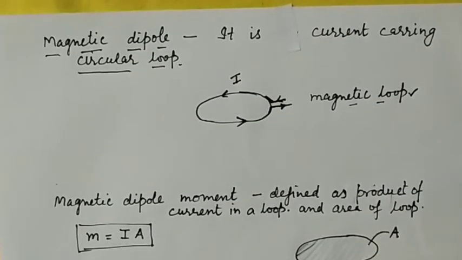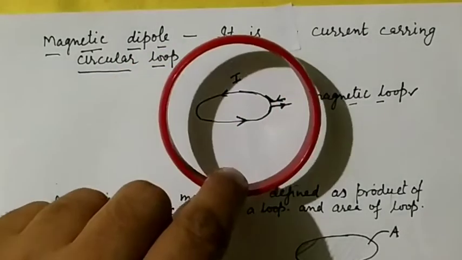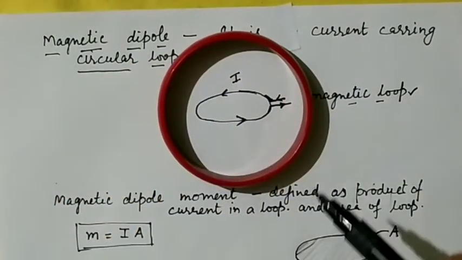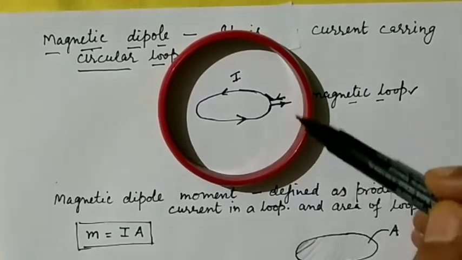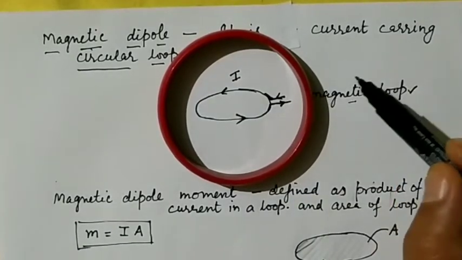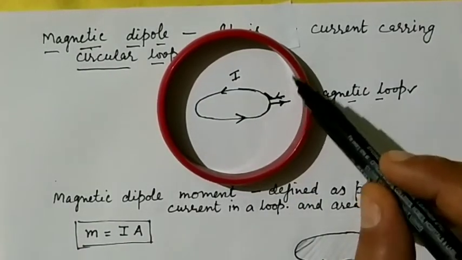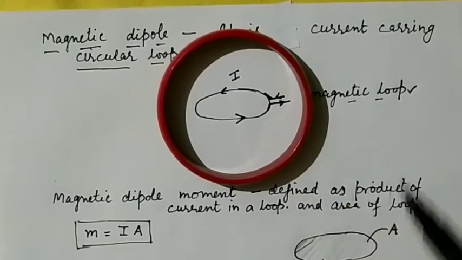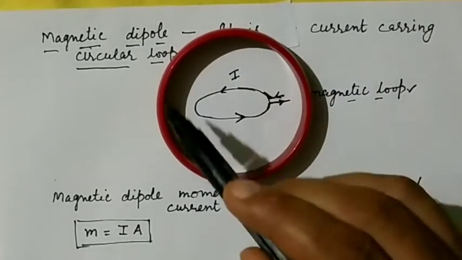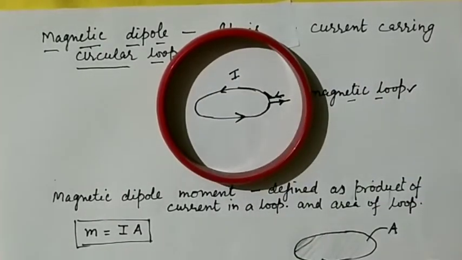For example, if I take this bangle, if I have a wire of this shape, and at one section the current is entering and from the other section the current is leaving, this forms a magnetic dipole, and it is also known as a magnetic loop.